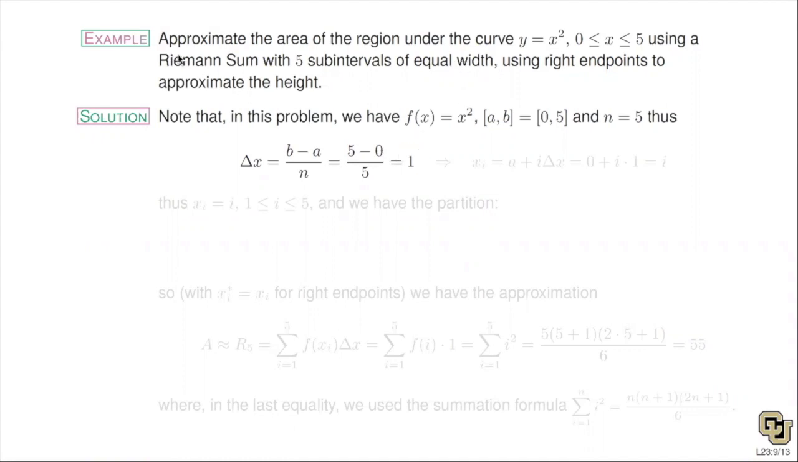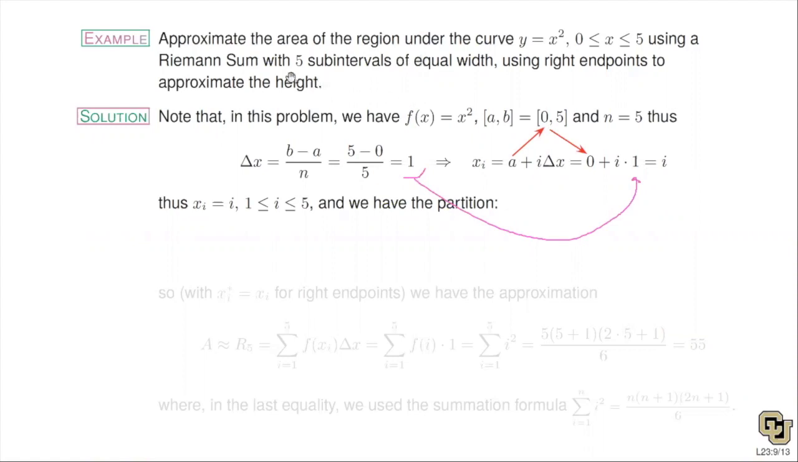And now once I find delta x, I can find x sub I. X sub I is a plus I delta x. In this particular case, a is 0. A doesn't always have to be 0, just in this case. And as we saw, delta x is 1. So when I do a plus I delta x, I get 0 plus I times 1. I get that x sub I just equals I, where I is going from 1 to 5.